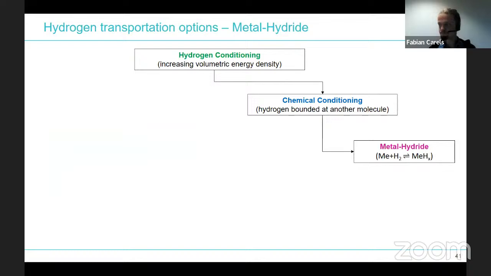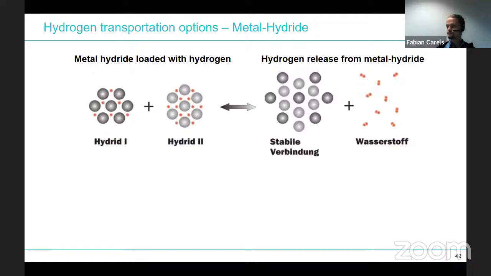The last option I want to present are the so-called metal hydrides. These are kind of special because they are the only option to store the hydrogen in a form which is not liquid or gaseous, but solid. These metal hydrides are specific metal compounds which are able to, let's say, bind the hydrogen in their chemical framework. So as you can see here, this is how a metal hydride looks, or how you can imagine it if it's loaded with hydrogen. So the hydrogen are the red dots, and the gray bubbles are then the metal framework.